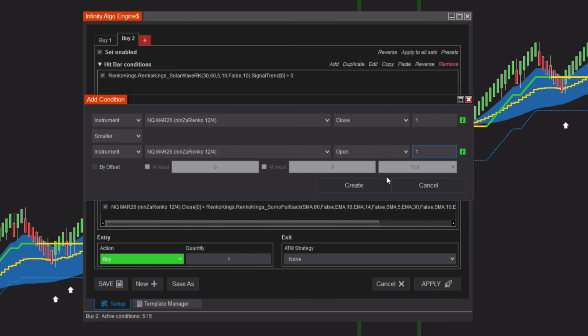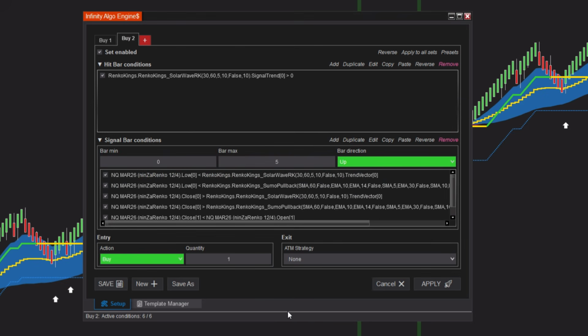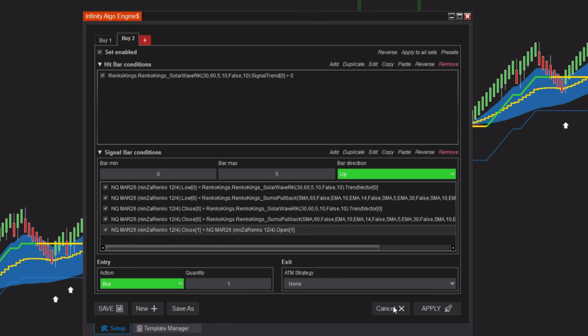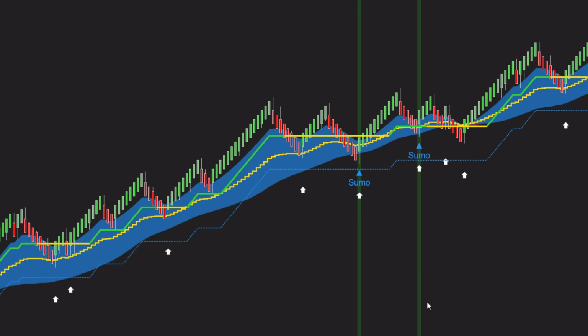The signal candle itself remains candle 0, while the candle right before it is candle 1, a numbering convention already explained in detail in our hit bar and signal bar video. A red candle is simply defined as a candle where the closing price is lower than the opening price. With only this single added condition, the system ensures that every entry signal is formed on a true reversal candle, making the setup much cleaner and significantly more reliable.